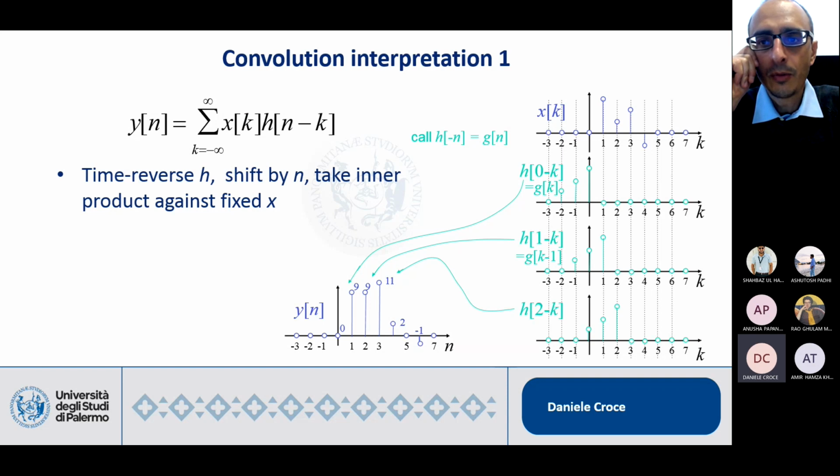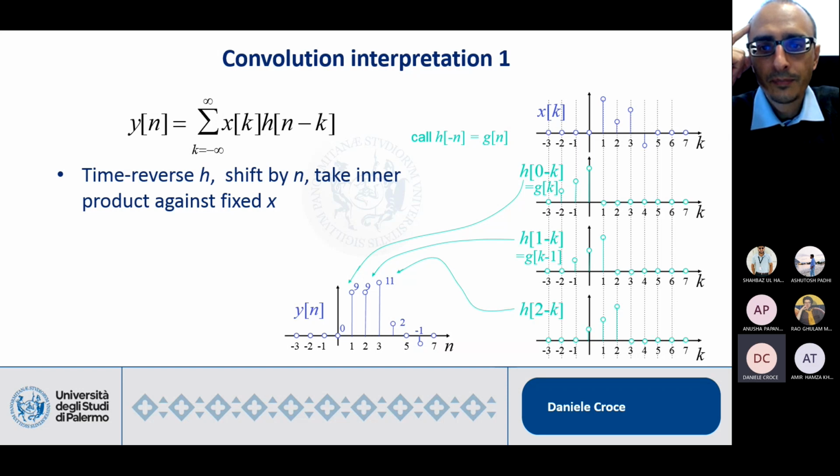So you have h of 0 minus k, h of 1 minus k, h of 2 minus k, and so on. And then you multiply these values with the values of x of k. So each of the elements of the result is the product of the first. For example, the first element is 0 because we have x of k that is 0 for n 0, sorry. Then you have h that is not 0, but it's multiplied by 0. So the first element is 0.